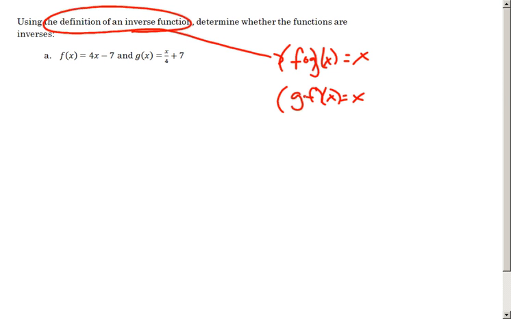So because of that, you're going to have to plug one into the other, and it has to work both ways. So if you show that it doesn't work, then you can stop. If you show that it does work in one direction, you do have to do it in the other. So we're going to start with f of g of x.